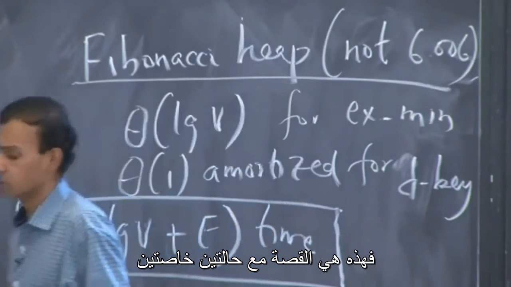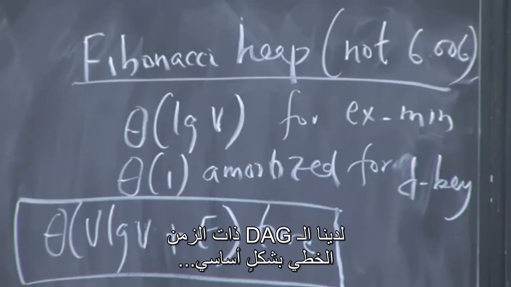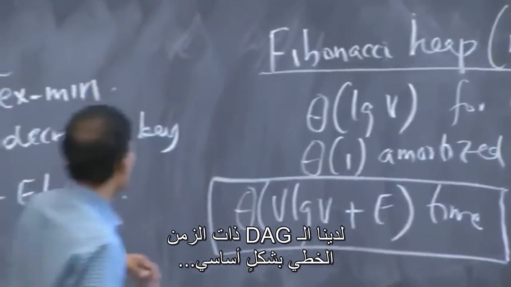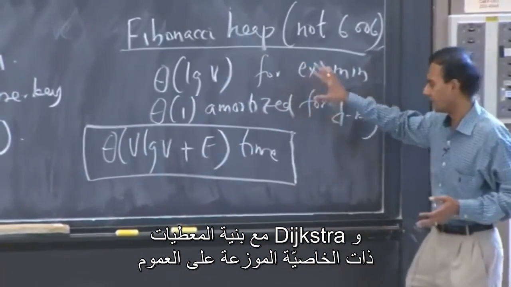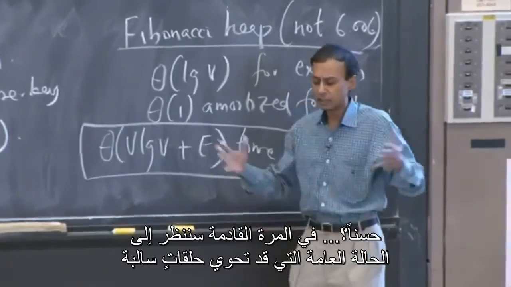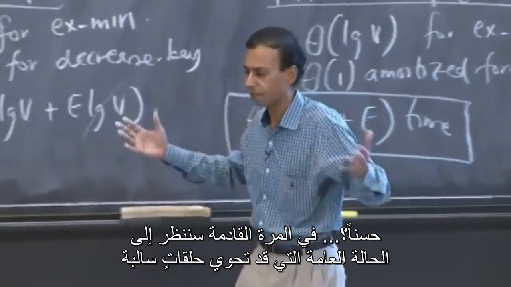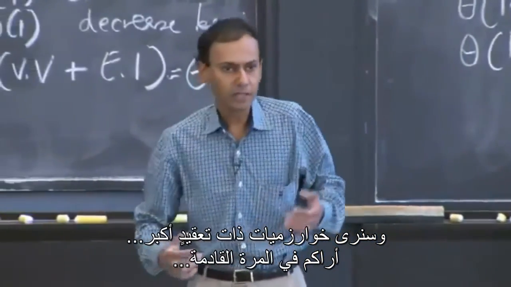So that's the story with respect to two special cases. We have the DAGs, which are linear time, essentially, and Dijkstra with amortized analysis and the appropriate data structure, also essentially linear time. Right? Next time, we'll look at the general case where we have potentially negative cycles, and we end up with algorithms that have greater complexity.